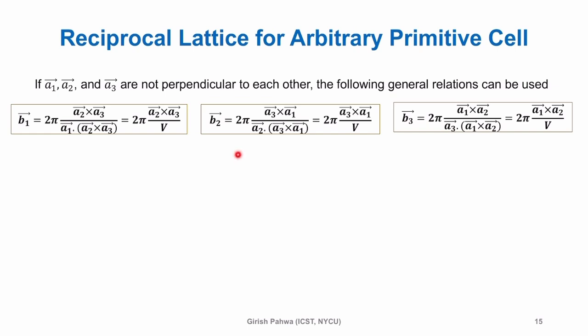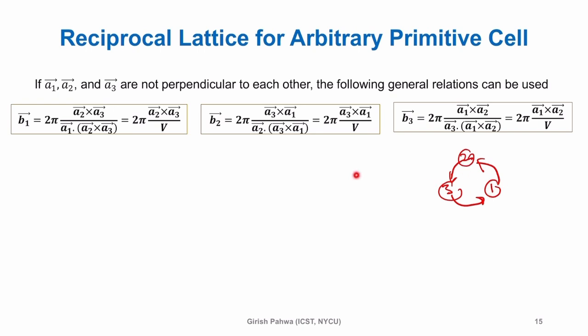And the order of these matters. So a2 cross a3 is not equal to a3 cross a2. You need to be careful about that. It will be minus of that if you reverse the order. Okay, so to remember this, you can simply put them like this: 1, 2, 3. For 1, you go 2 to 3. For 2, you go 3 to 1. For 3, you go 1 to 2. Got it?